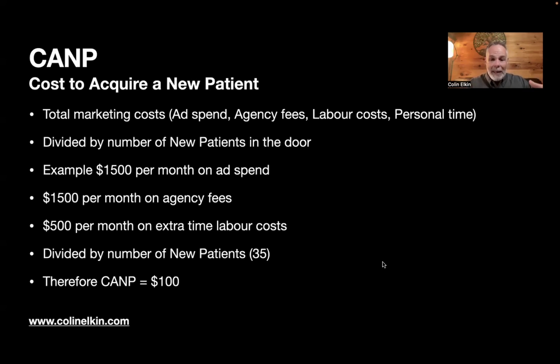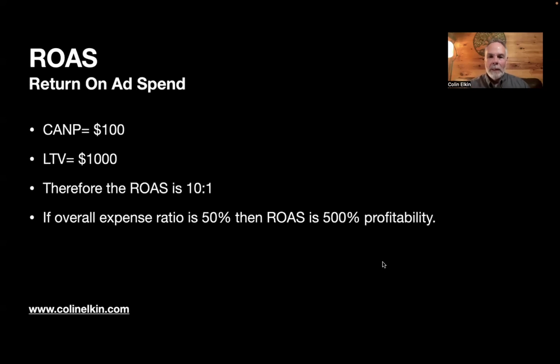And let's just say in that month, we get 35 new patients. Well, that would mean that if we've spent $3,500, we've acquired 35 new patients, just for ease of calculation. Therefore, our CANP would be $100 per patient on the books, per patient in the door. So that would be the calculation for a new patient to actually enter your office and have a new patient exam. So part 3 of our equation is ROAS, which is return on ad spend.